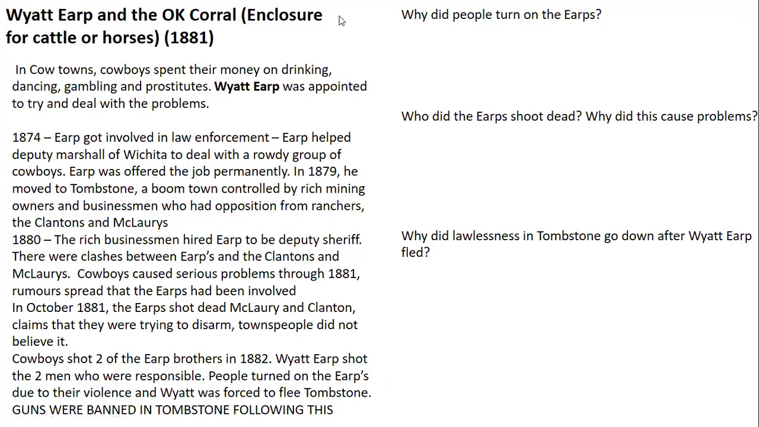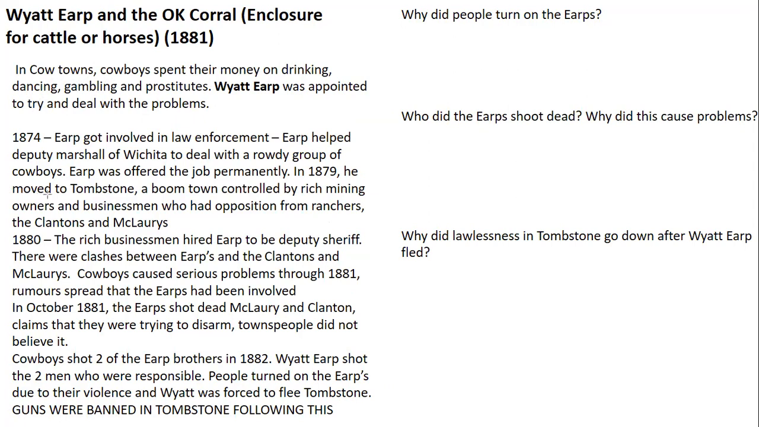Then you've got Wyatt Earp and the shootout at the OK Corral. So in cowtowns, cowboys spent their money on drinking, dancing, gambling, and prostitutes. We know this. Now, Wyatt Earp was appointed to try and deal with this. So Earp got involved in law enforcement. He helped as deputy marshal of an area called Wichita to deal with a rowdy group of cowboys. He was offered the job permanently.